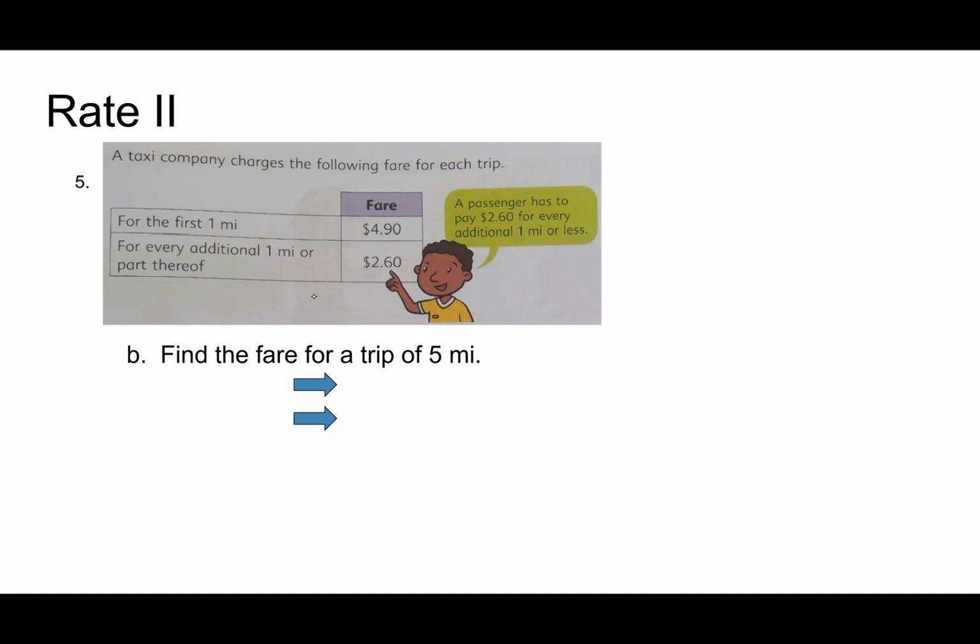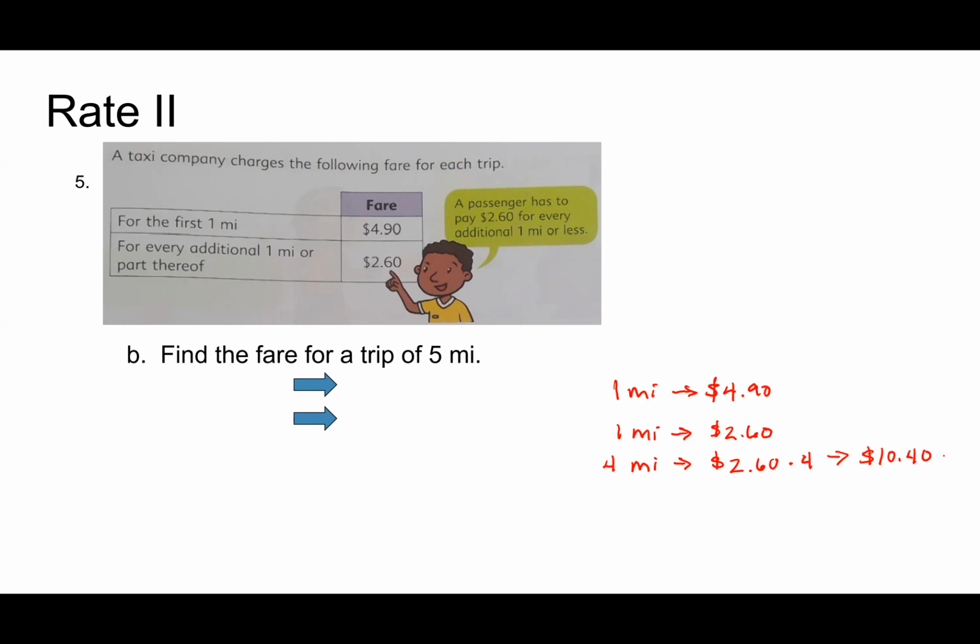Let's do this over on the side. So we've got 1 mile is $4.90. Okay, now we're gonna go to our next rate. 1 mile or part thereof is $2.60. I want to solve for 4 miles. I have 4 more miles, so I'm going to multiply 4 times $2.60. What's that going to equal? Ashlyn G? $10.40. Good job. All right, how do I find out my final answer?